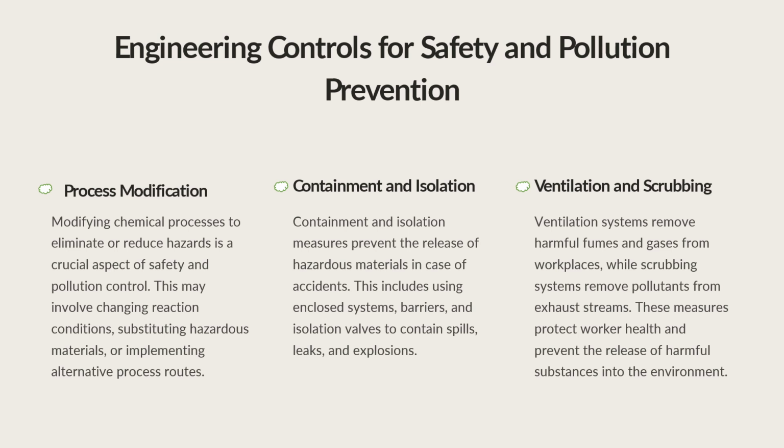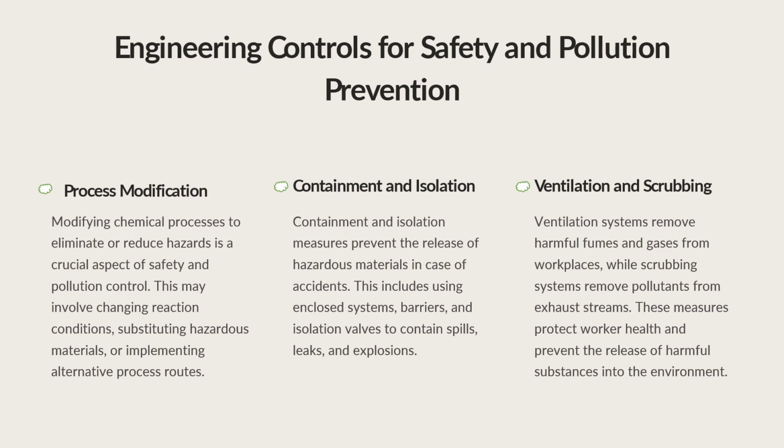Engineering controls for safety and pollution prevention. So there are various ways that we control pollution and try to increase safety. First, process modification. One example is how we used to do things in the olden days using CFCs. We don't use chlorofluorocarbons these days because the processes have been modified, as we found out that they are not very healthy for the environment.